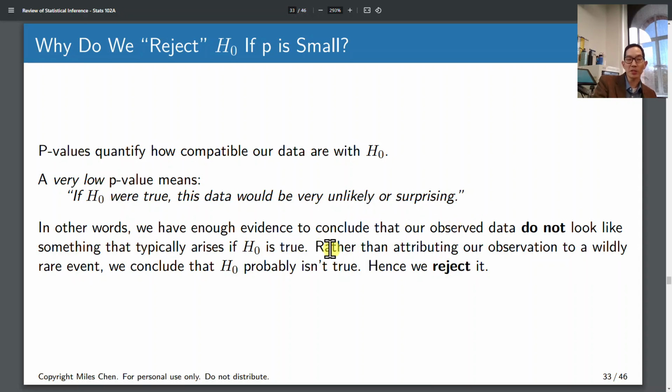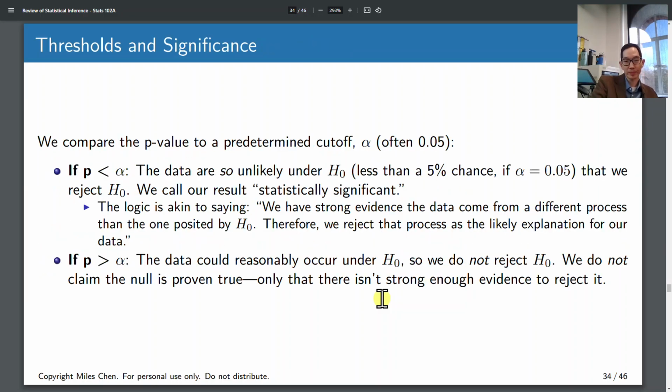Our observed data doesn't look like that. And so rather than attributing our observation to a wildly rare event, we conclude that the null hypothesis isn't true, okay? That's why we're rejecting it. The way we make our decisions is we compare our p-value to some cutoff, okay?